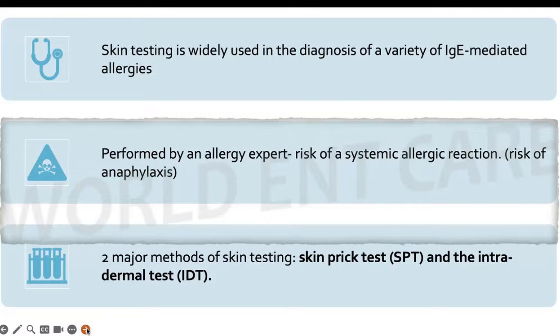So skin testing is widely used in the diagnosis of a variety of IgE mediated allergies, and it should be performed by an allergy expert because there is a small but definite risk of systemic allergic reactions. Okay, so there will be a risk of anaphylaxis. The two major methods of skin testing are skin prick test, that is SPT, and intradermal test. The short form is IDT. Okay, these two short forms are important.